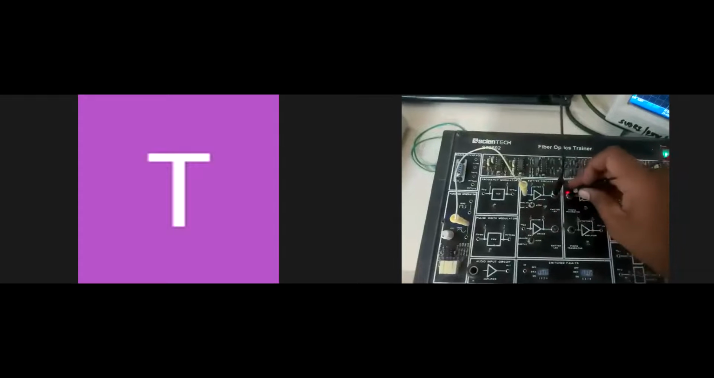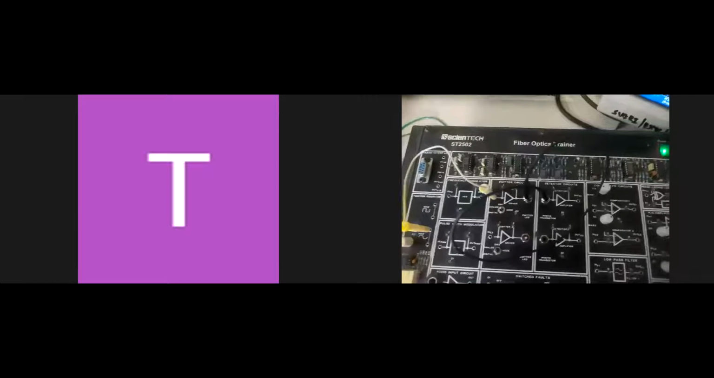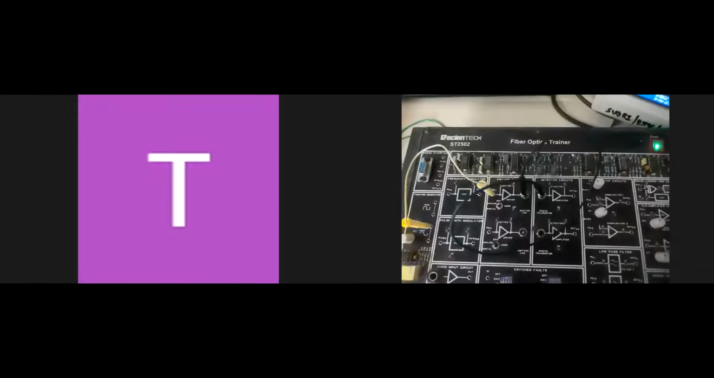So this light, this fiber I will connect to the detector as input. So this is the transmitter, this is the receiver. Then the detector circuit is given here. So this is using a photo transistor as an optical detector. So we used LED as the optical source, and what have we used as the optical detector? We have used the photo transistor as an optical detector.